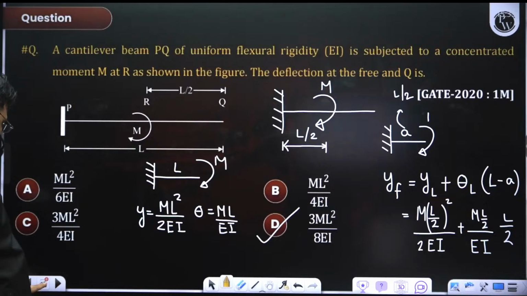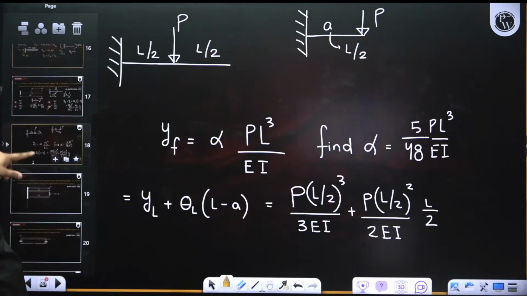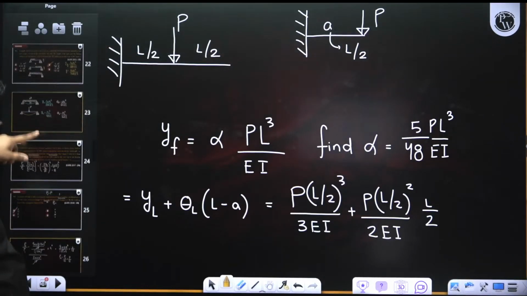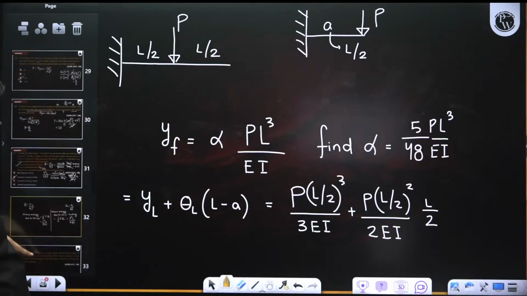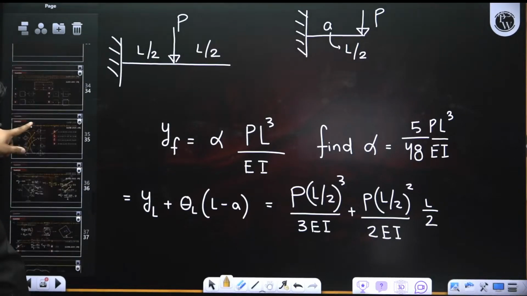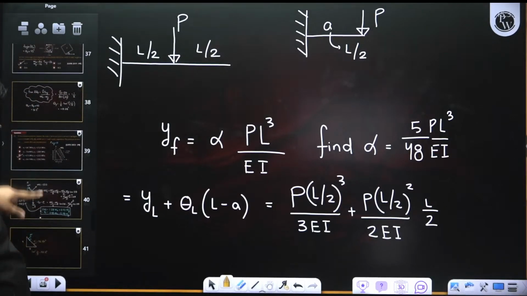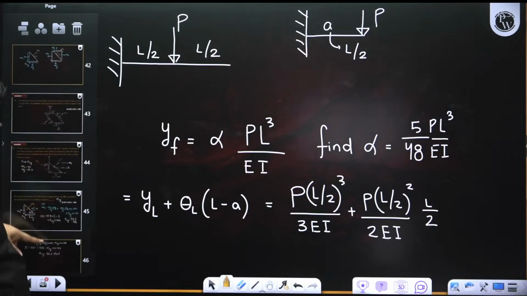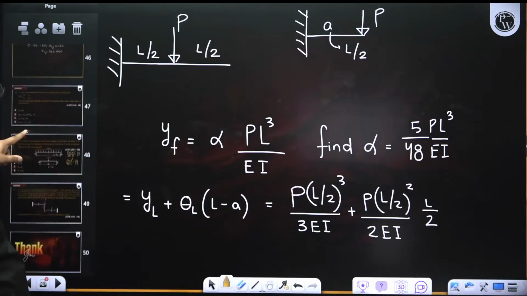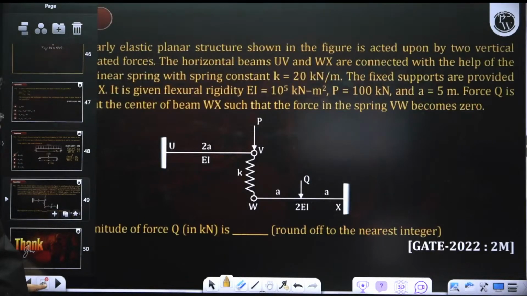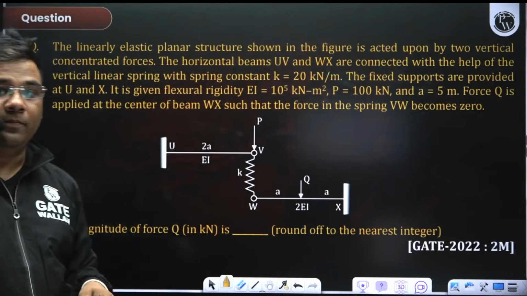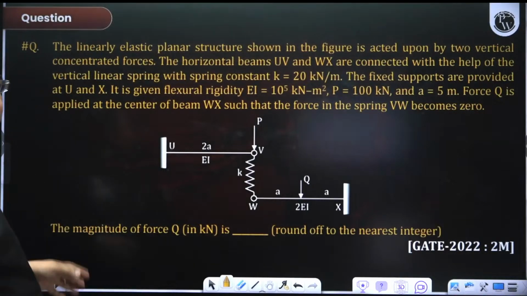Okay. Now we will solve a question of spring using these concepts. Okay. We'll solve a question of spring and deflection. It's an interesting question, so therefore I have put it here. This is an interesting question, asked in GATE 2022. Now, how to solve questions of spring?